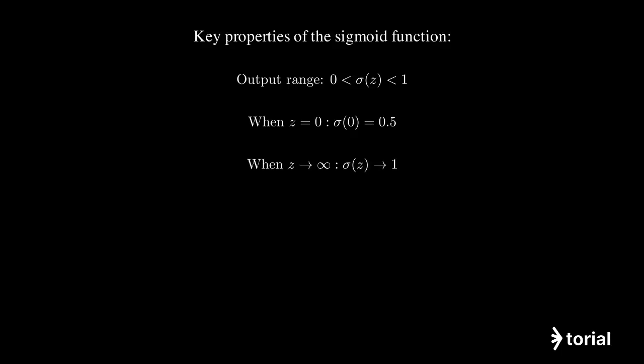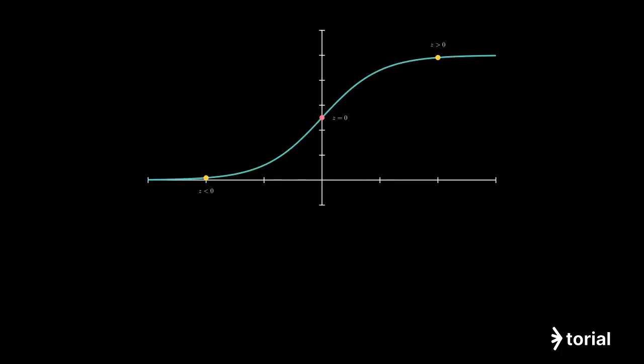As z approaches positive infinity, the sigmoid approaches 1. And as z approaches negative infinity, the sigmoid approaches 0. These three key points on the sigmoid curve show how it transitions smoothly from low to high probabilities.